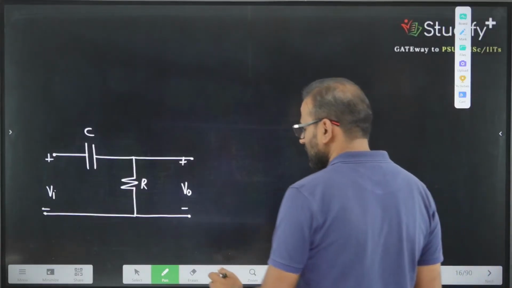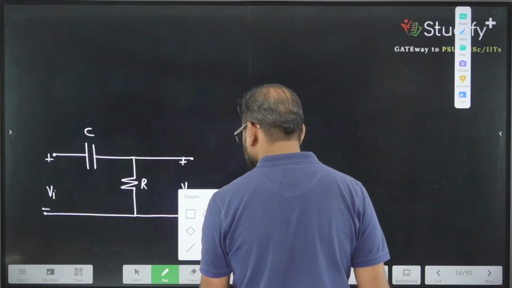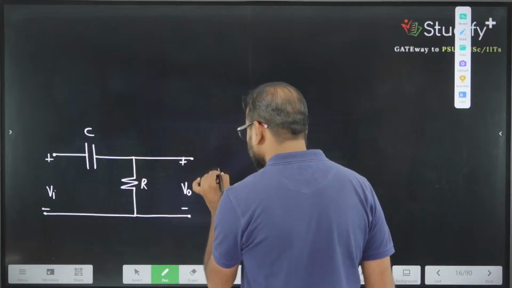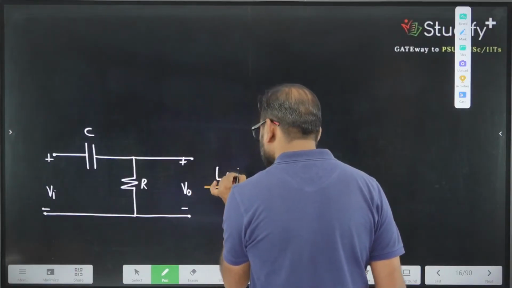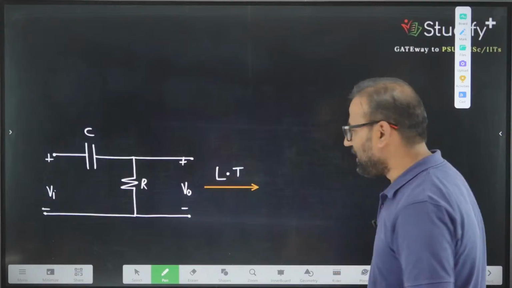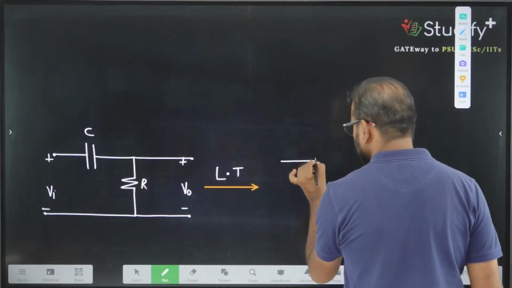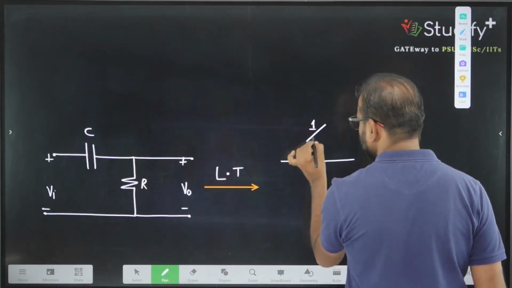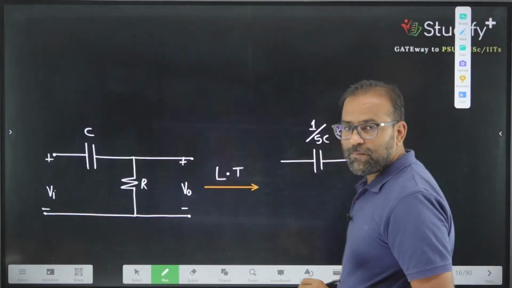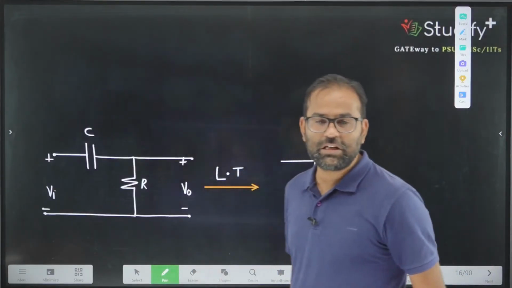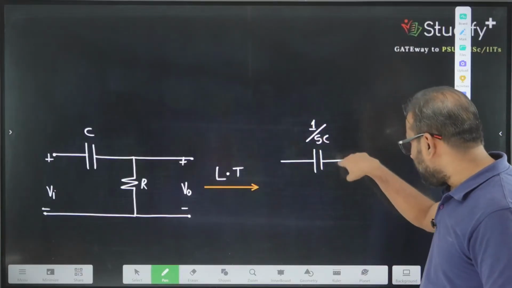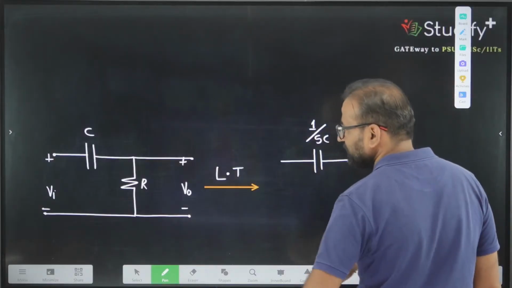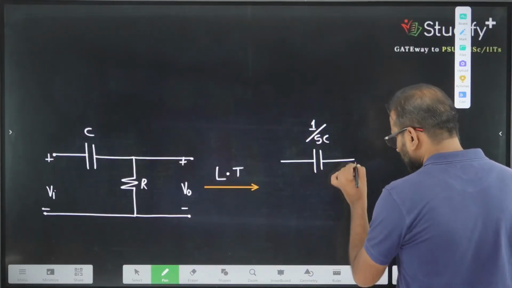While solving the question using Laplace transform, first take the Laplace transform of the circuit. When I take the Laplace transform of this circuit, how will it look? When all initial conditions are 0, the Laplace transform will be much easier. So this is one capacitor, and I will replace it by 1 by SC plus the initial voltage, but the initial voltage in this case is 0. So one resistor in series with a voltage source, and that voltage is equal to 0.